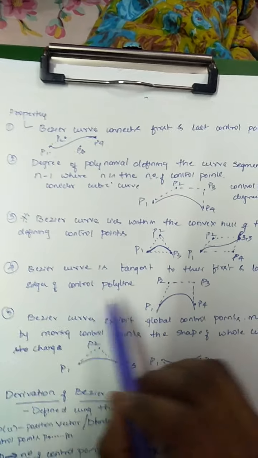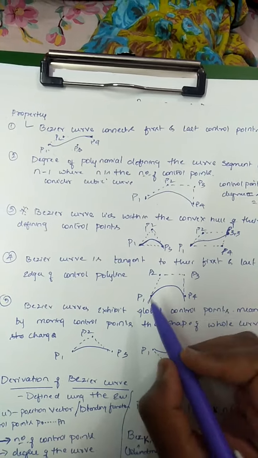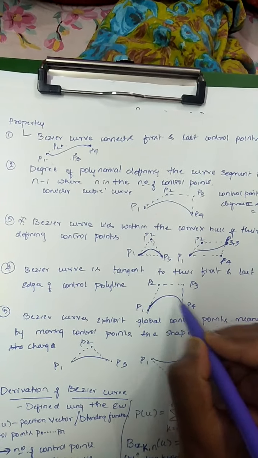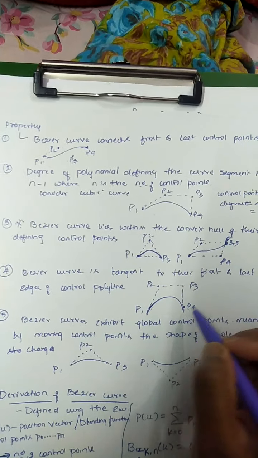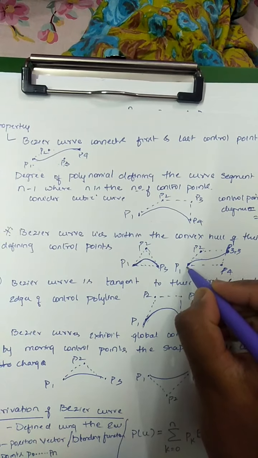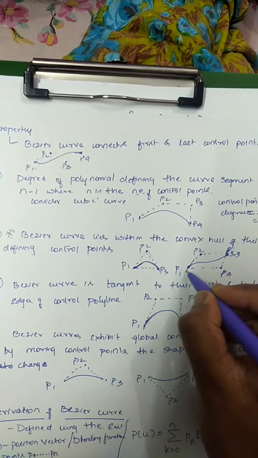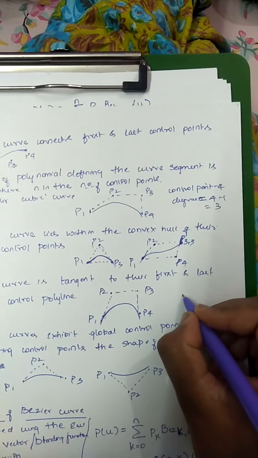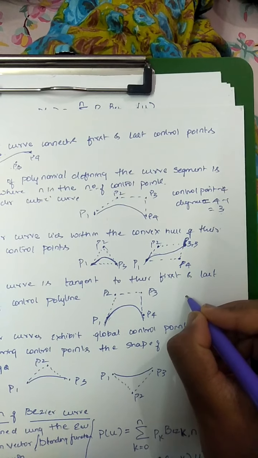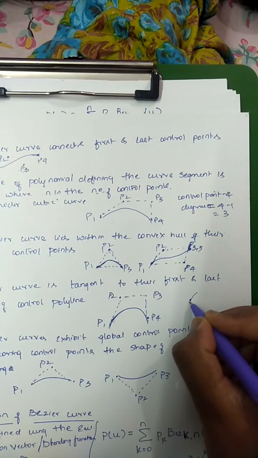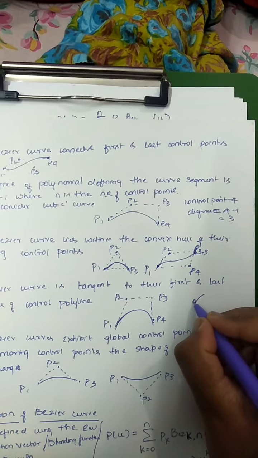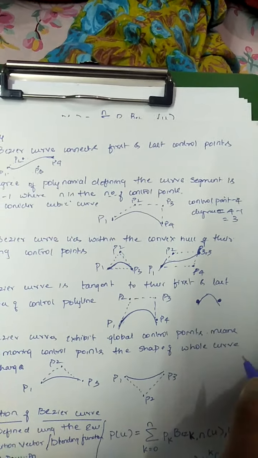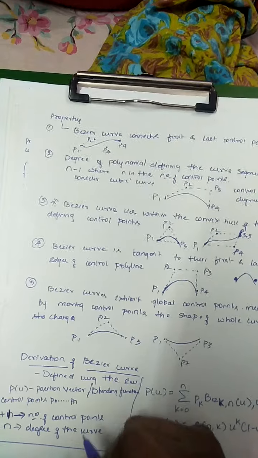The next property of the Bezier curve is that it is always tangent to the first and the last edge of the control points. Have you seen this? On connecting, I can say these are tangent. Means if there is a point here, this will be a tangent at the first and the last point. So that is one of the properties of the Bezier curve.